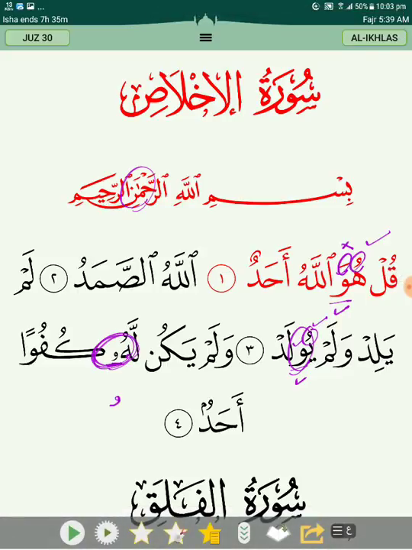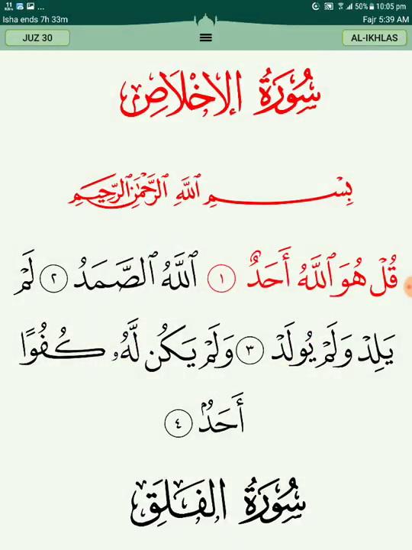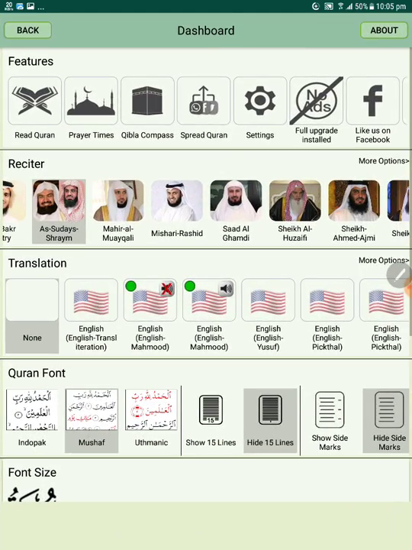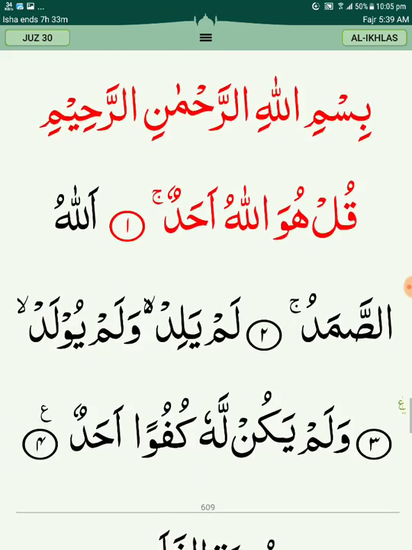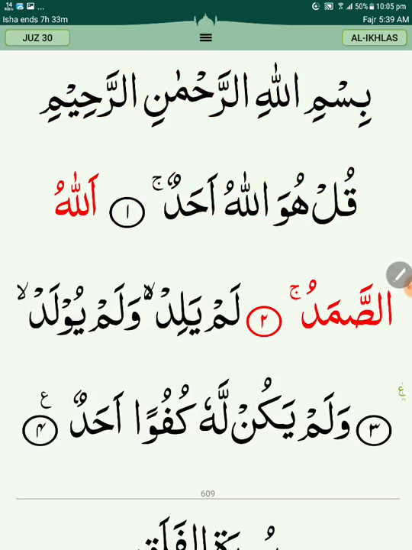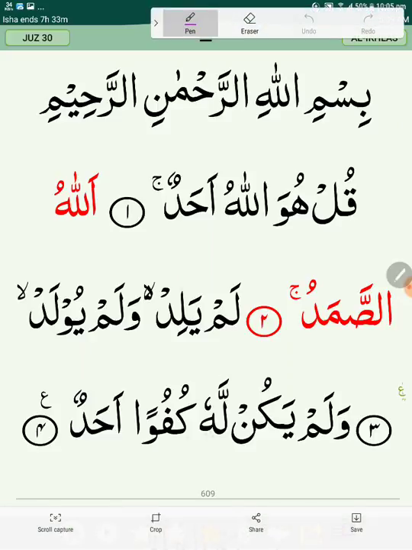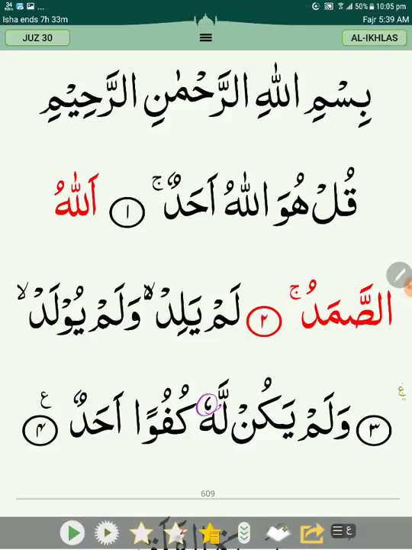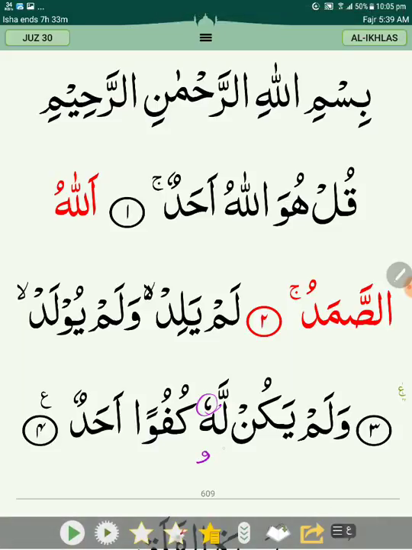Let me see if they have, yeah, see here, this is the Indo-Pak script. So here you have the ulta pesh, but in Arabic cases and the Arabic script you have the waw written here. This is how it will be. So this is also madul asli.